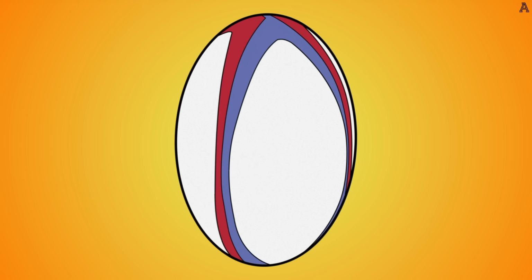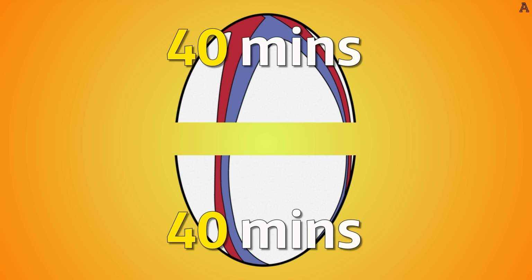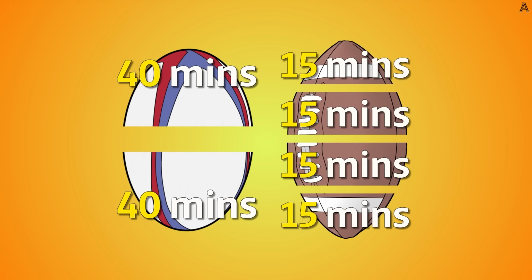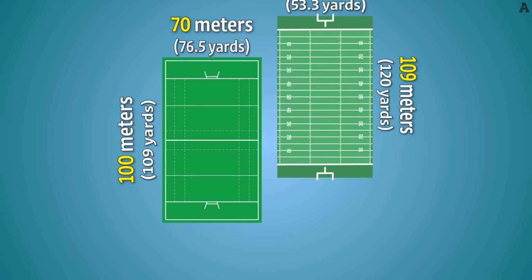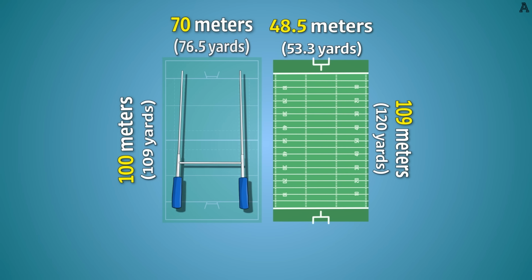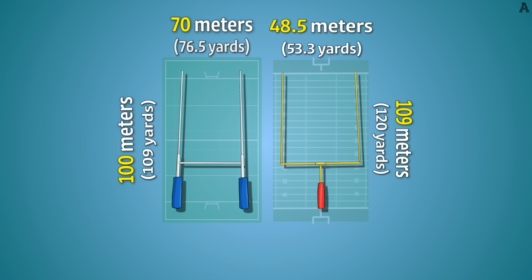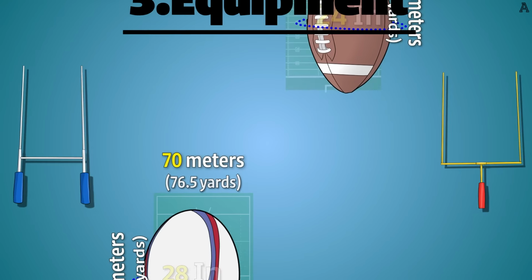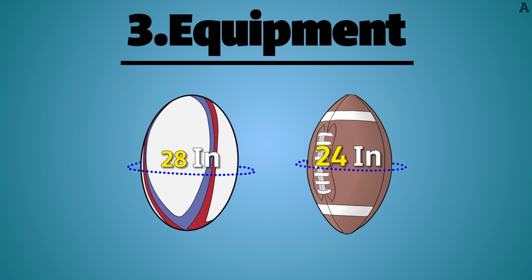And the playing time of a rugby match is also longer, with 2 40-minute halves as opposed to 4 15-minute quarters. Rugby pitches are also shorter but wider and have H-shaped goalposts situated on the try line instead of the Y-shaped posts that are found at the end of the line of a football pitch. A rugby ball is also slightly wider than a football, although both are roughly the same length.